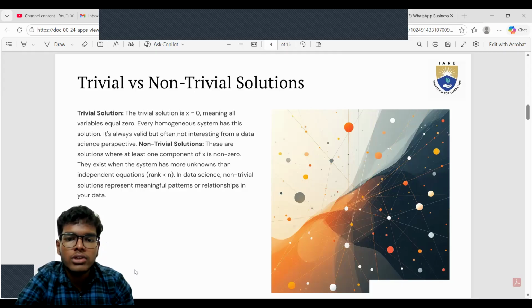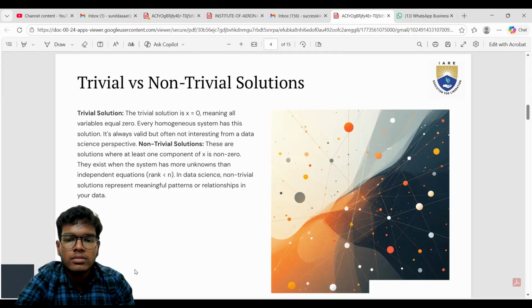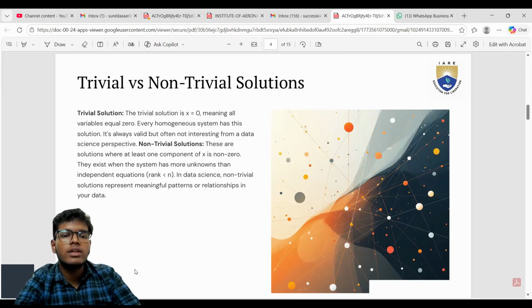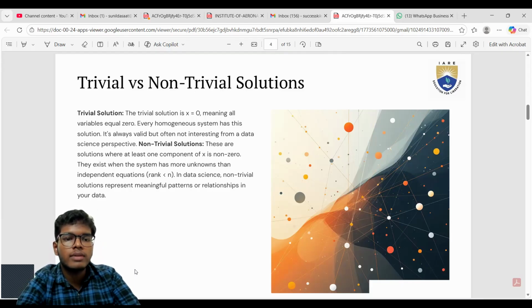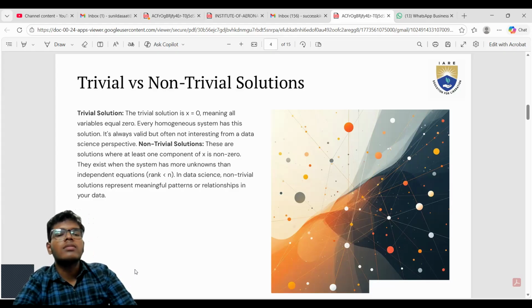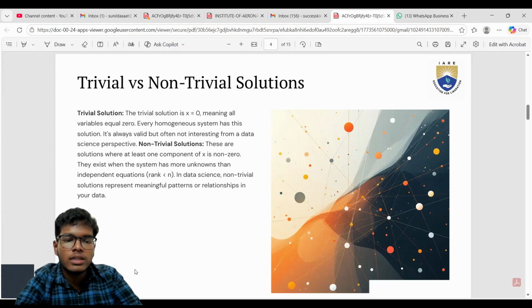Trivial versus non-trivial solutions. So what is a trivial solution? Trivial solution is x = 0, meaning all variables equal 0. Every homogeneous system has this solution. It's always valid, but often not interesting from a data science perspective. Non-trivial solutions: there's a solution where at least one component of x is non-zero. They exist when the system has more unknowns than independent equations, rank less than n. In data science, non-trivial solutions represent meaningful patterns or relationships in our data.